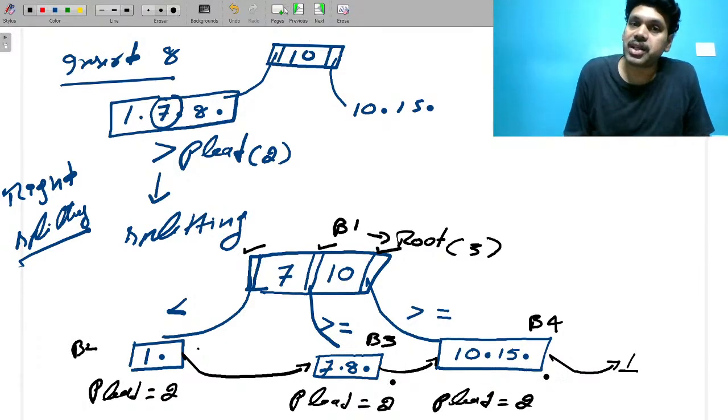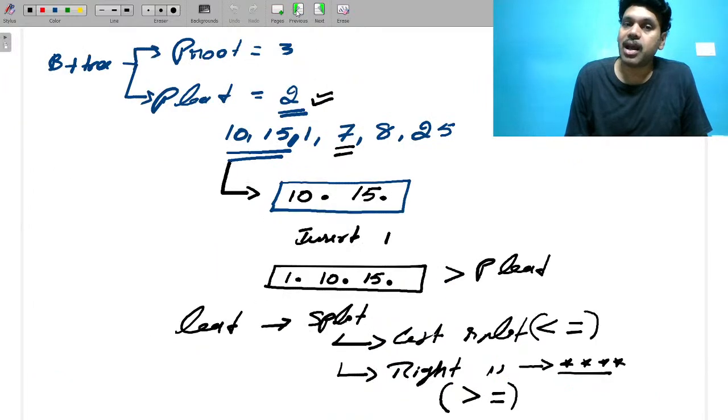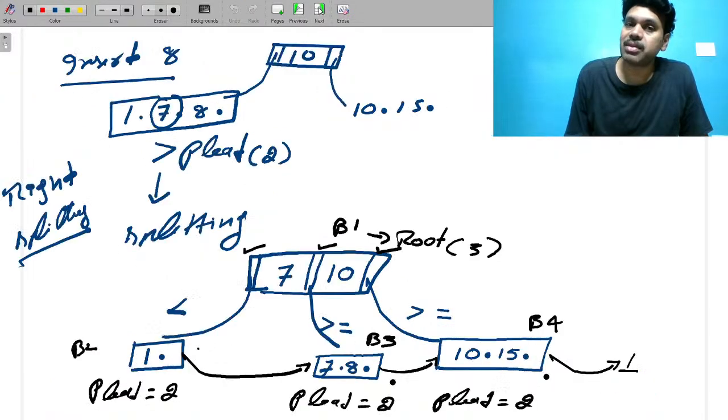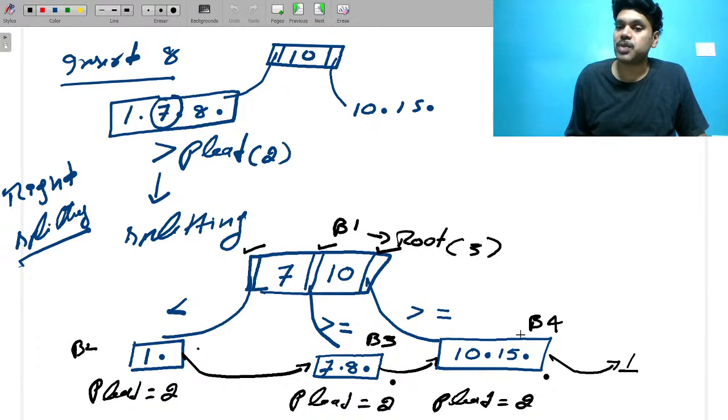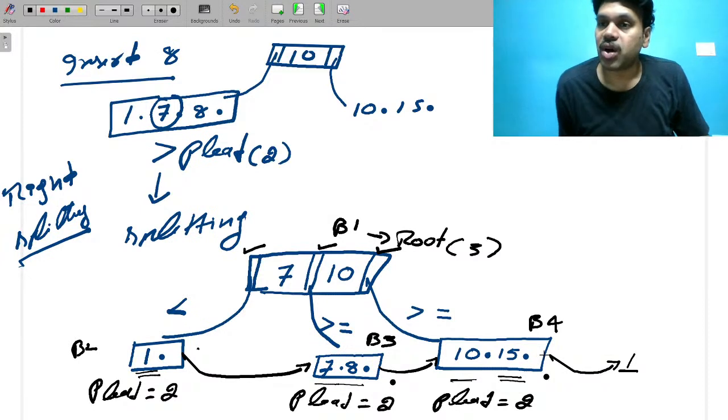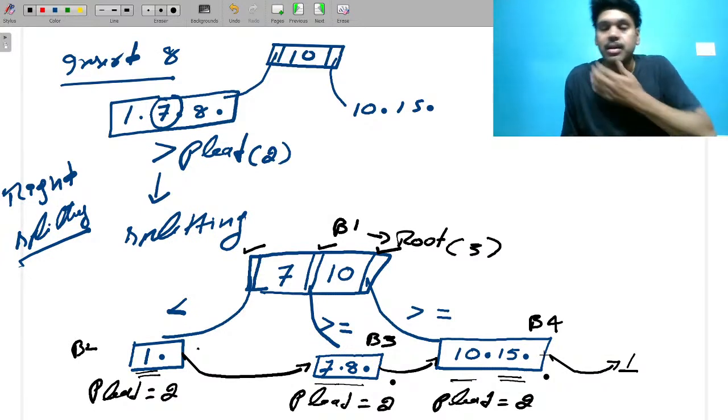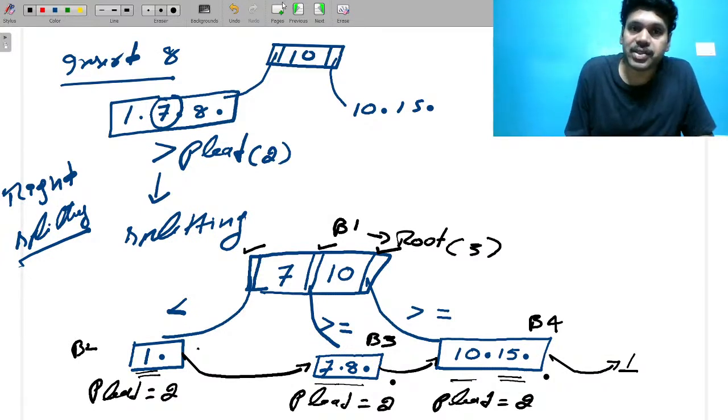Now let us insert one more key. What is that? After insertion of 8, I want to insert 25. Now you will see the difference. This time the right hand side block is going to be under splitting, because 25 is greater than 1, greater than 7, 8 and greater than 10 and greater than 15. So block 4 got some adjustment here. So let us see.